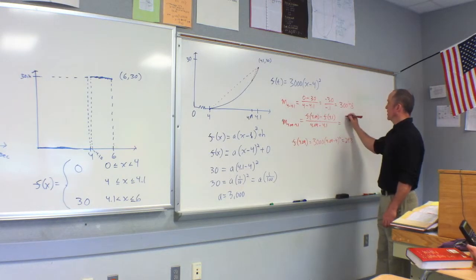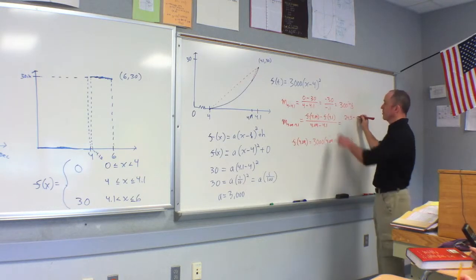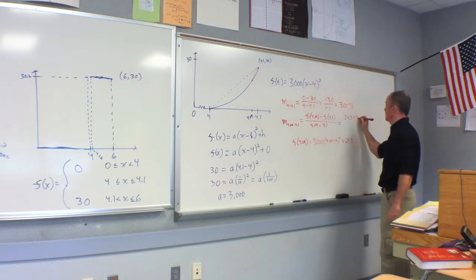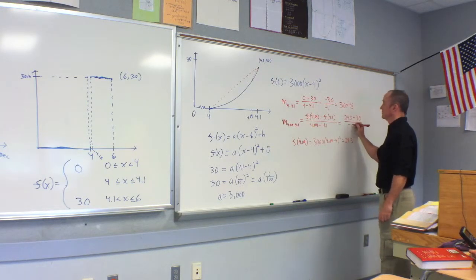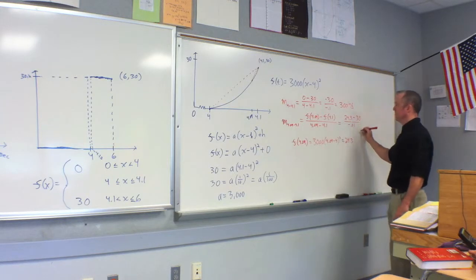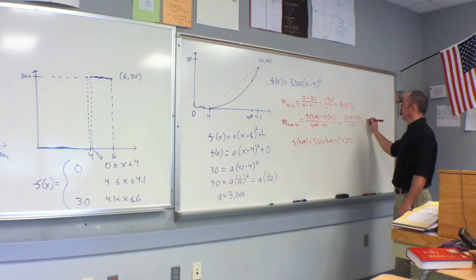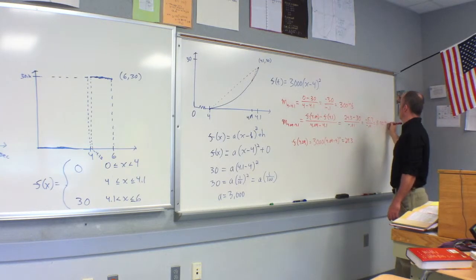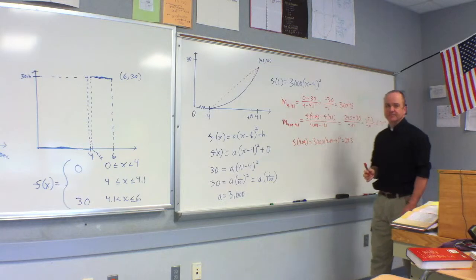24.3. Yeah. Okay, so this will be 24.3 minus, at 4.1, we know it's at 30 because we picked that point to be the end, over negative 0.01, correct? So that's negative 5.7 over negative 0.01, positive 570 inches per second.